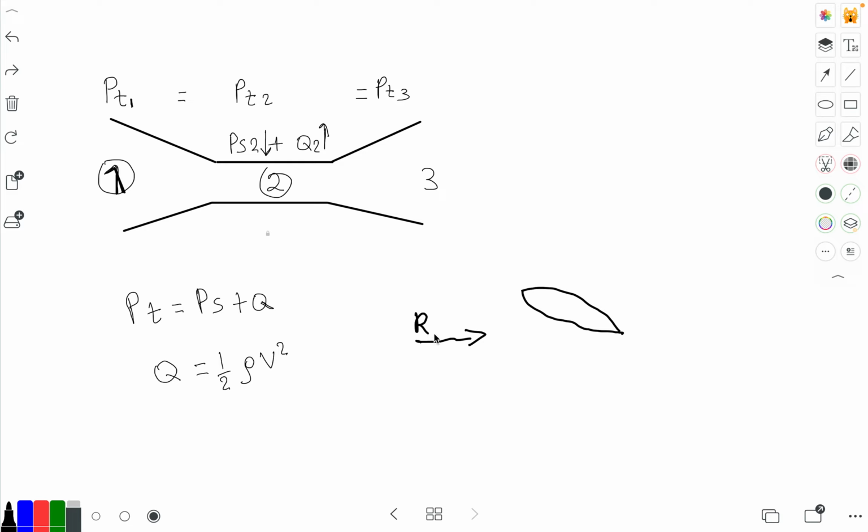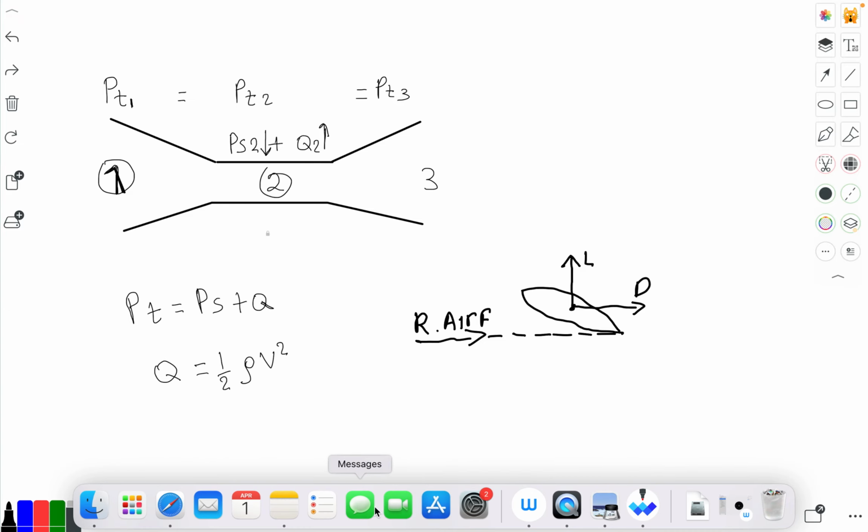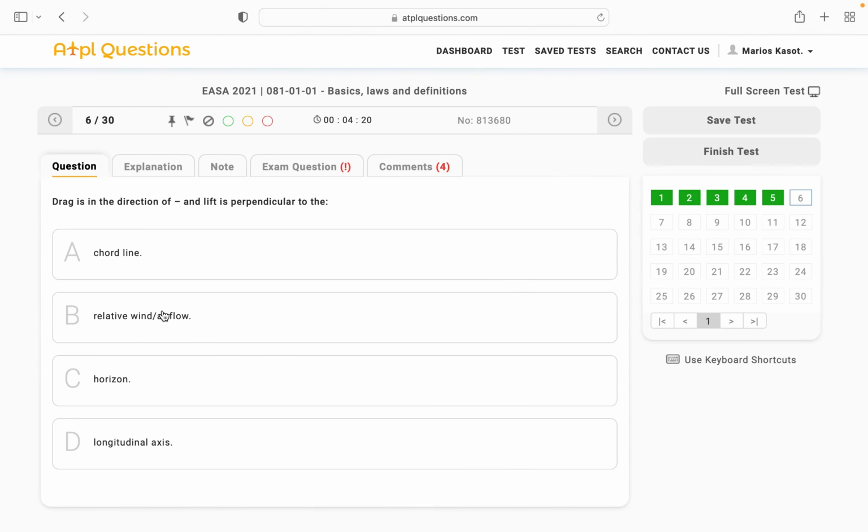This is the undisturbed relative airflow. And this is the center of pressure. Lift is perpendicular to the radial flow and drag has the same direction. So the correct answer is relative airflow.